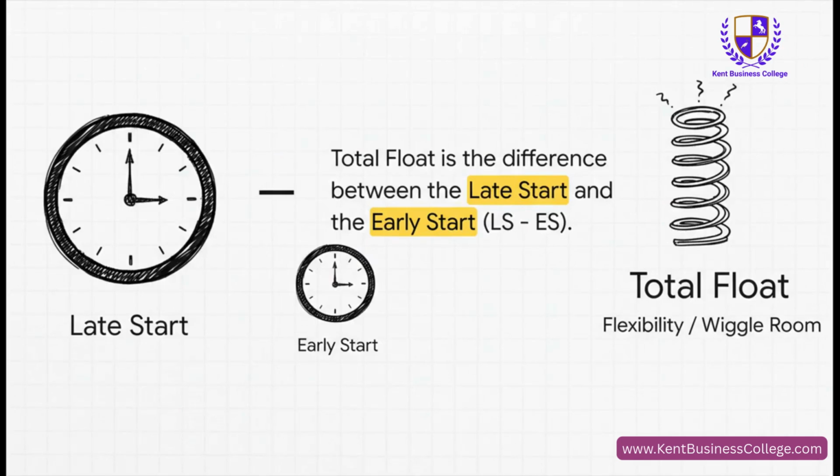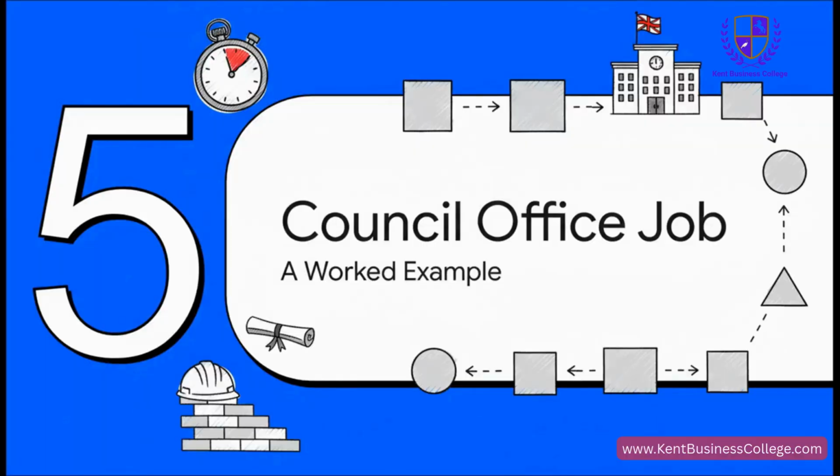And calculating it could not be easier. You just take the early start time you found on that first journey forward, and you subtract it from the late start time you found on your journey back. The difference between the absolute latest you must start and the earliest you could have started, well, that's your float. That's your wiggle room.